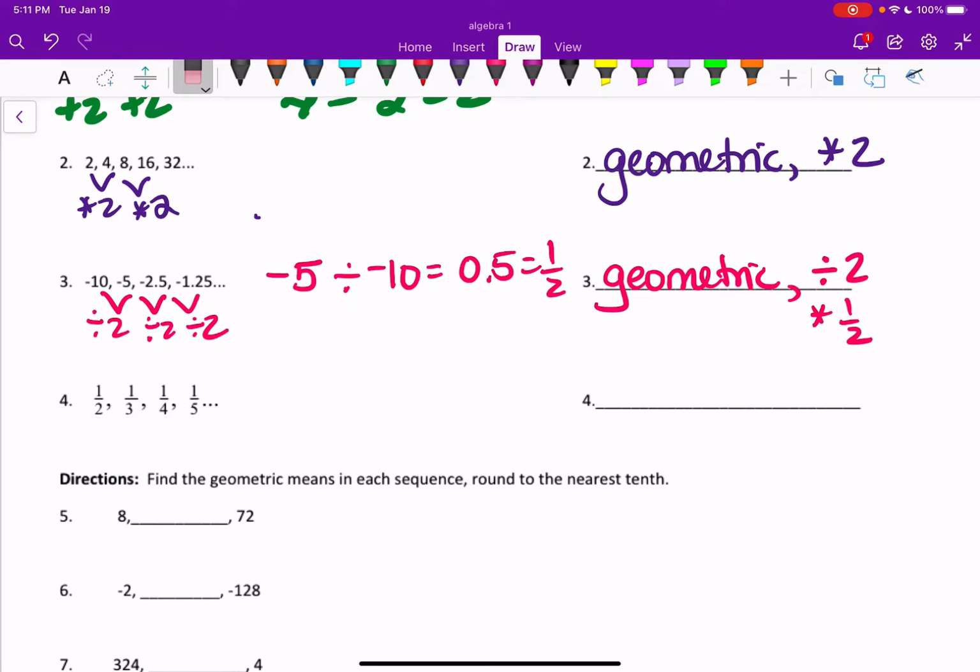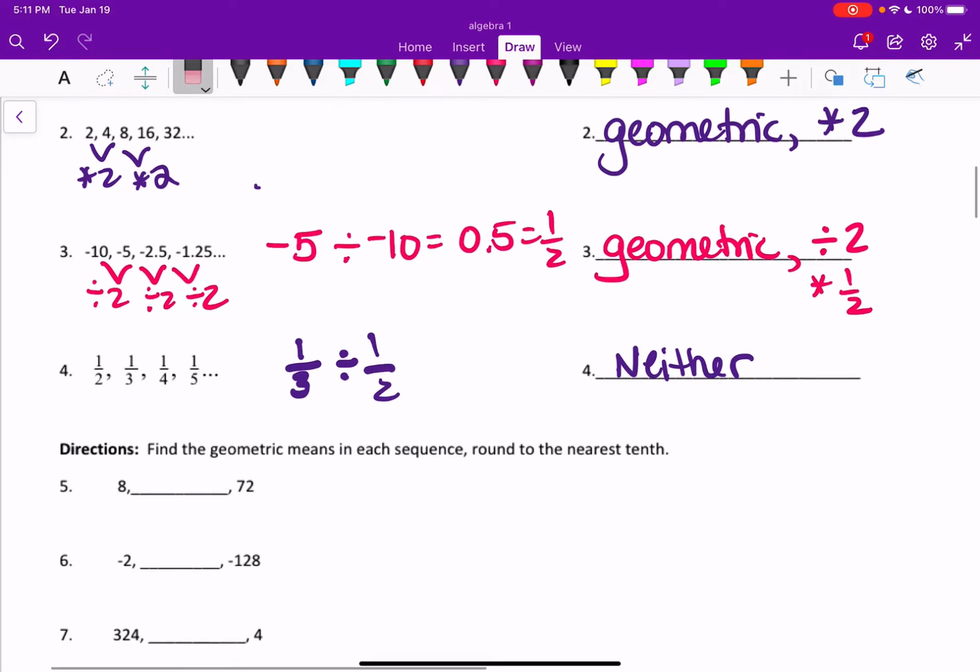Maybe it's geometric. So I'm going to go 1/3 divided by 1/2, and that gives us 1/6. So maybe if we multiply each time by 1/6, well, 1/3 times 1/6 is not 1/4, it's 1/18. So this is a pattern because they're adding 1 to the denominator each time, but it's neither geometric nor arithmetic. Okay, so that's what's going on with that one.